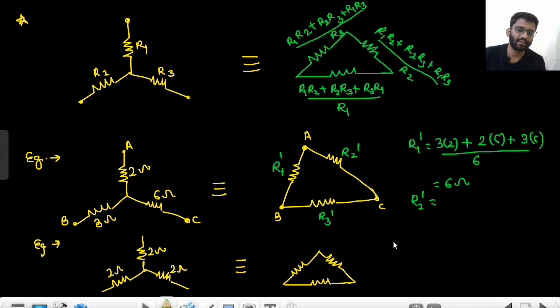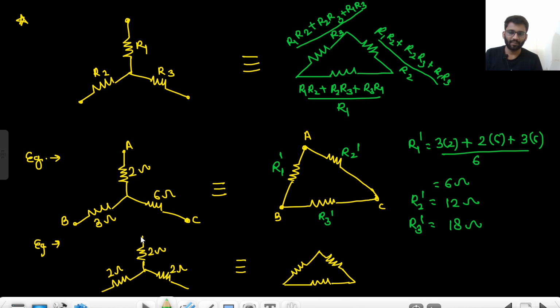What about R2 dash? You tell me, what about R2 dash? This one. 36 by 3, 12 ohm. And what about R3 dash? R3 dash will be this. So it will be 36 by 2, right? 36 by 2. That means 18 ohm. So basically 6 ohm, 12 ohm and 18 ohm.